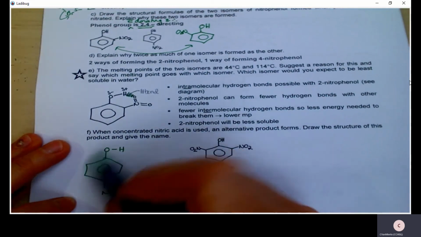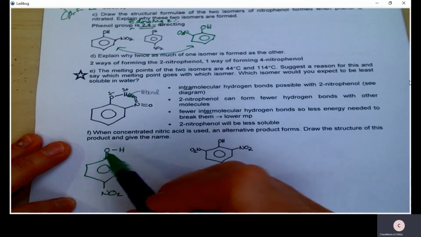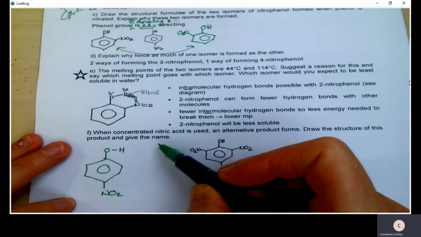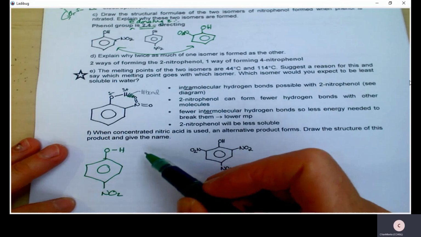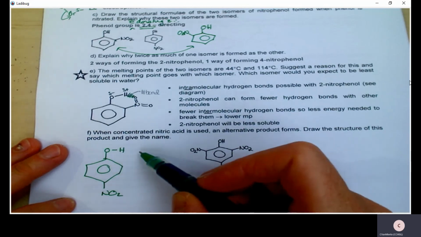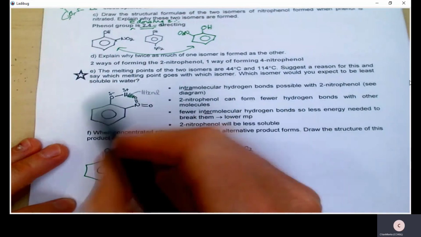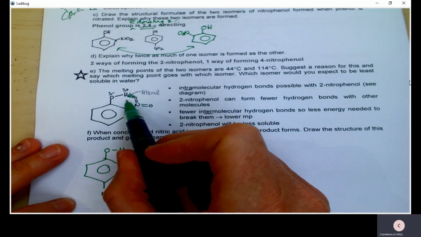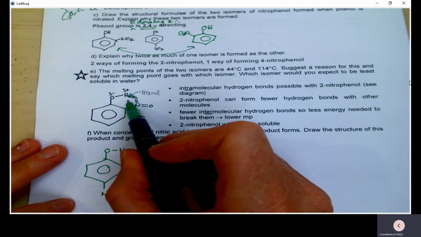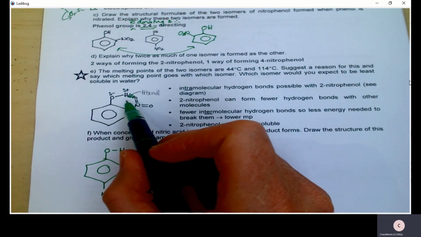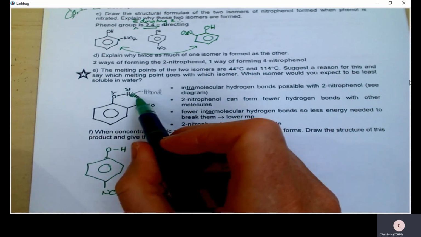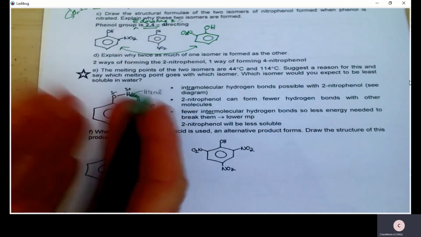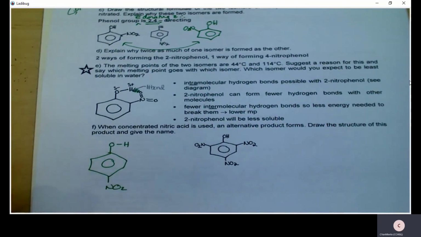So with our 4-nitrophenol, all the hydrogen bonds that are formed are going to be with other molecules, so intermolecular forces. And so we're going to have lots of intermolecular forces that need breaking. With our 2-nitro, a significant proportion of our hydrogen bonds are now intramolecular, which means there are less intermolecular hydrogen bonds, so less intermolecular forces with other molecules, so less energy is going to be needed to melt this structure because we've got less hydrogen bonds that need breaking between this and other molecules, whereas this one, we've got more hydrogen bonds.